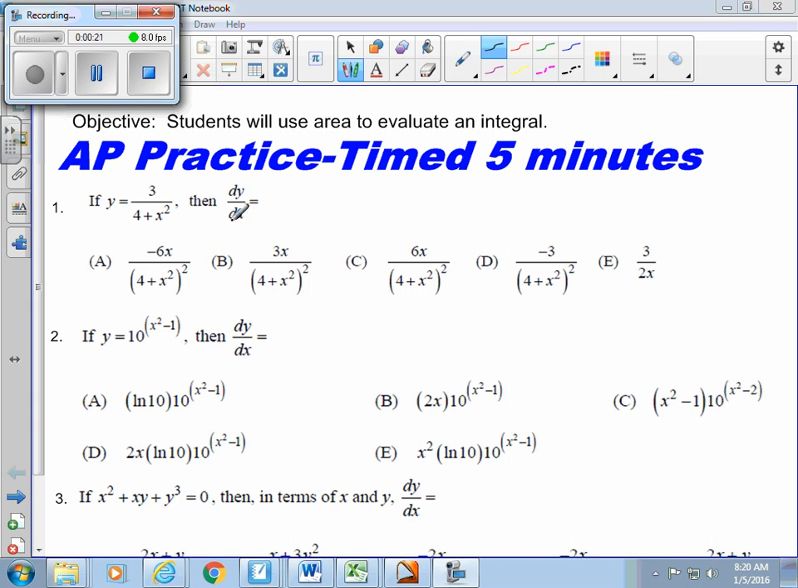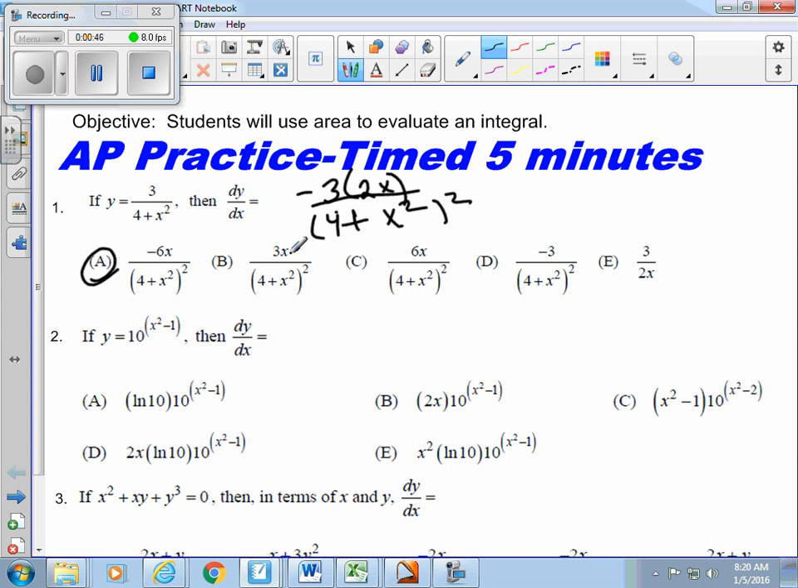I imagine most of you did quotient rule. Low d high, what is the derivative of 3? Zero. Minus high d low, all over low squared. So negative 6x, 8. Is that what everyone got? Okay.